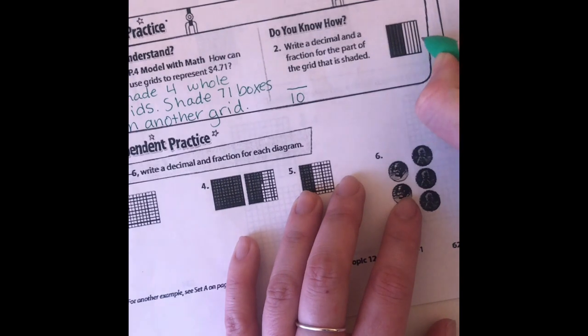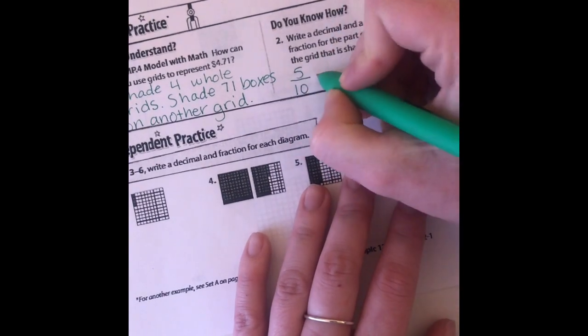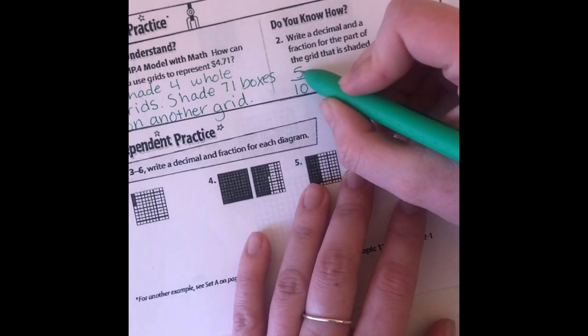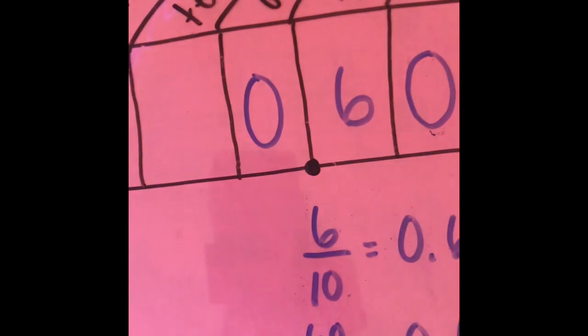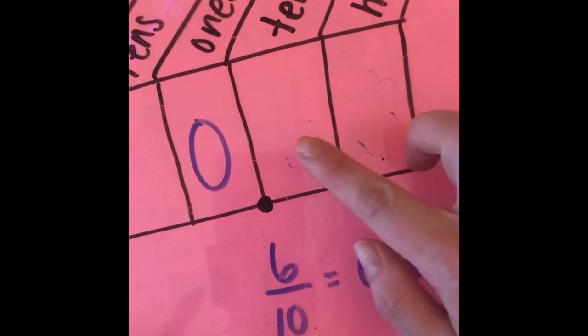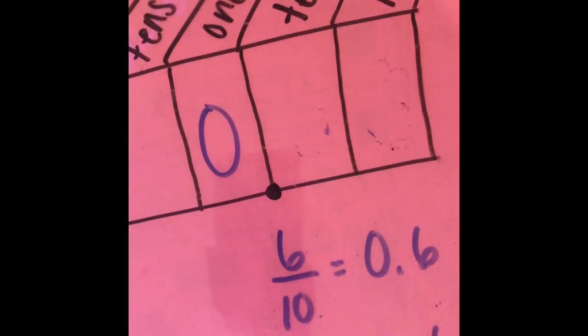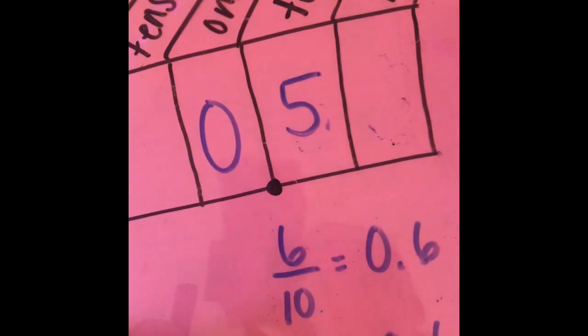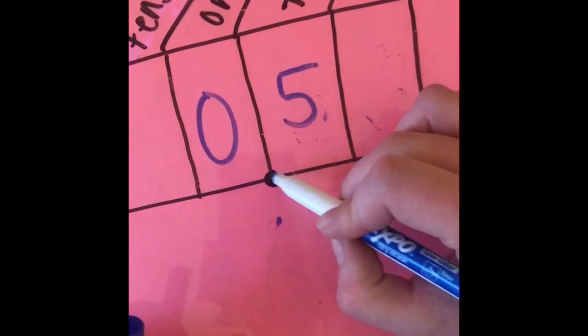So how many are filled in? I'm going to count what's not filled in. 1, 2, 3, 4, 5. So that means 5 pieces are shaded, and our fraction would be 5/10. That means that the 5 needs to be in the tenths when we're using the place value chart. So if I put the 5 in the tenths, my decimal would be 0.5.